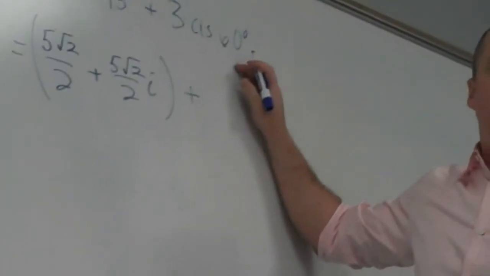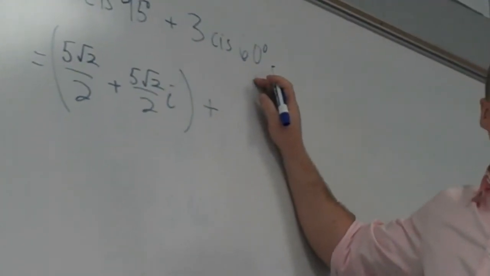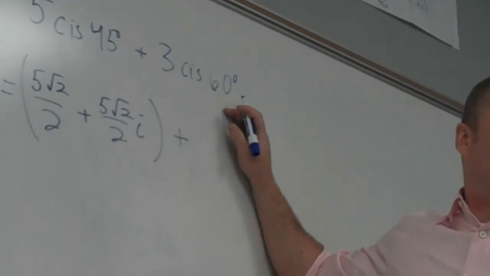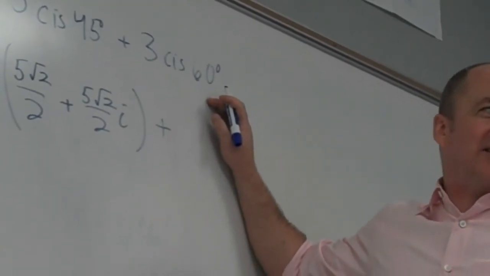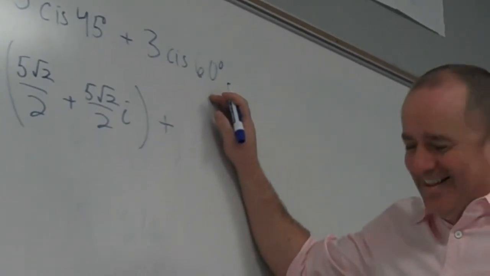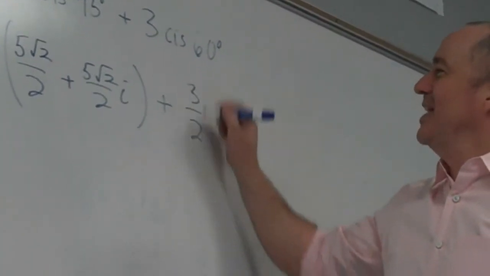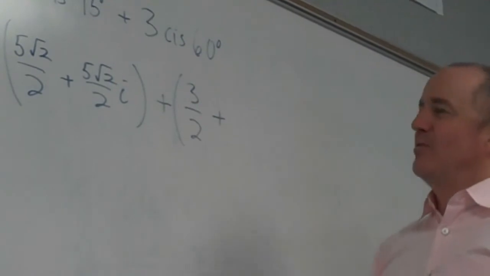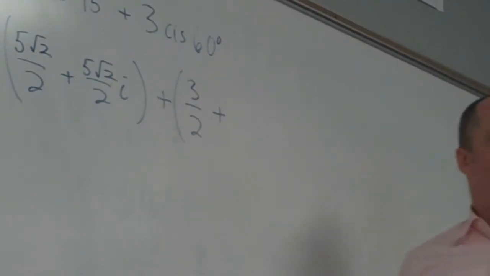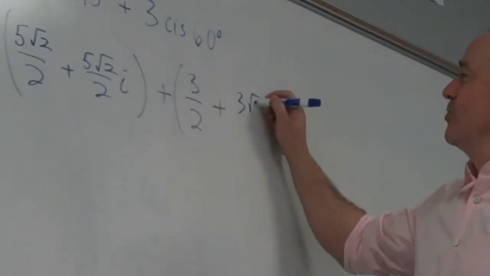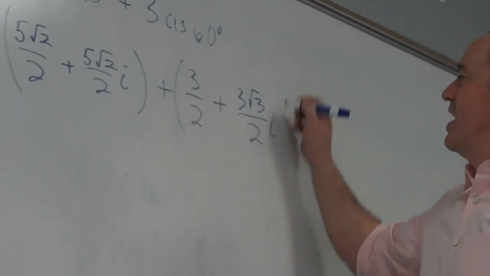Now, what is the cosine of 60 degrees? 1/2. Cosine of 60 is 1/2. So this is going to be 3 halves plus, and what is the sine of 60 degrees? Root 3 over 2. So this is going to be 3 root 3 over 2 i.